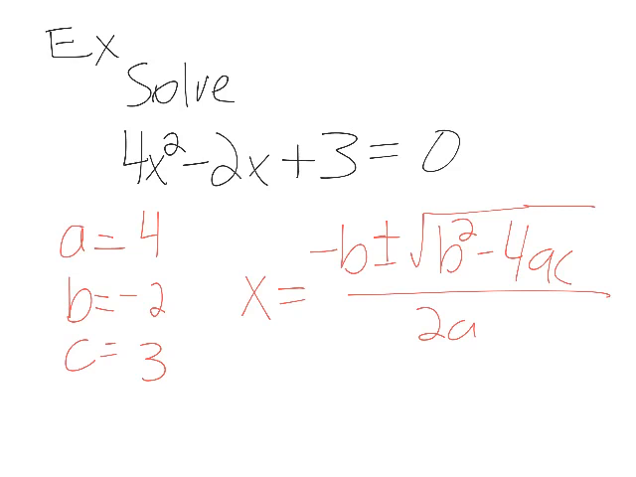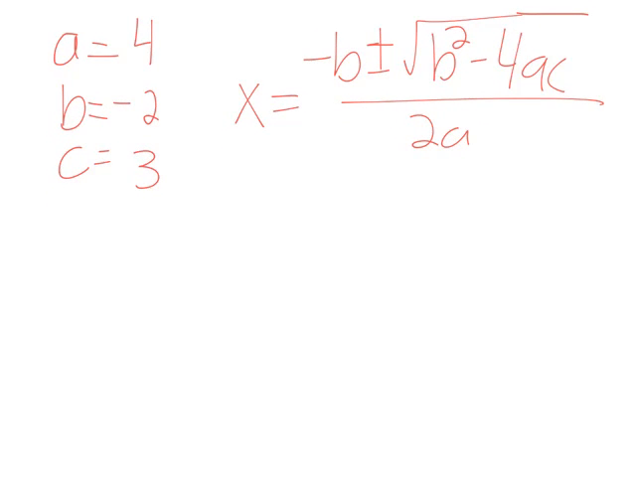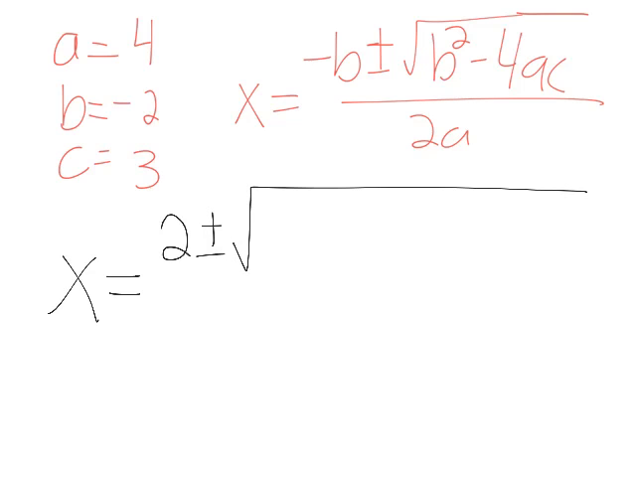So here's what we're going to do. We're going to take b first. Now, b is a -2. And let me scoot up just a little bit so we got some room. B is already negative. So when we plug that in, that negative and the negative that's already on the b are going to turn into a positive. So that is going to give us x equals +2 plus or minus the square root of b squared, okay?